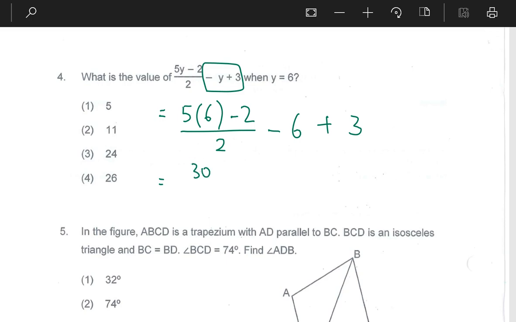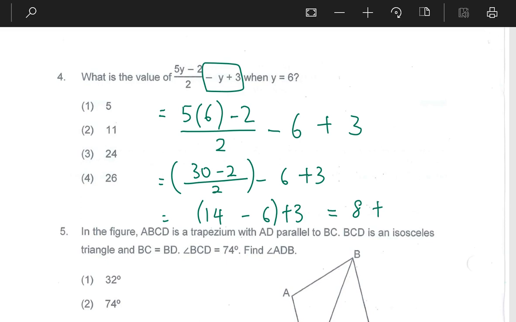5 times 6 is 30. 30 minus 2 over 2 minus 6 plus 3. We're going to work out the division part first because order of operations says we need to do the division first. 30 minus 2 is 28, and 28 divided by 2 gives you 14. 14 minus 6 plus 3. Going by order of operations from left to right, I'm going to do 14 minus 6 first. 14 minus 6 gives you 8, and 8 plus 3 gives you 11. When you write your equation entirely out, there's no way you're going to miss out on a calculation or miss one of the variables.